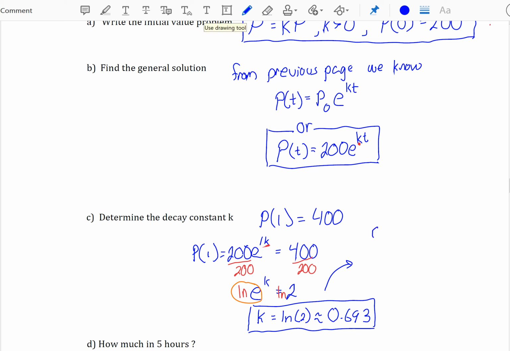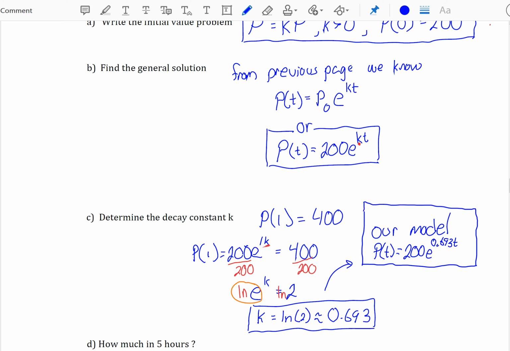So we'll say our model for our bacteria population will be P of t equals 200 e to the 0.693t. This is our model that should predict our population growth.